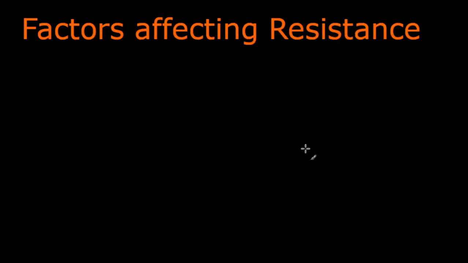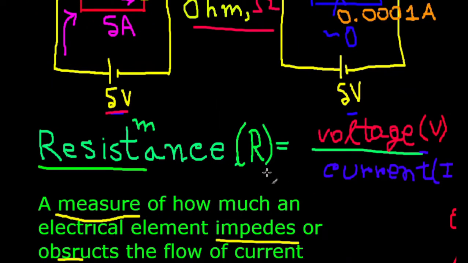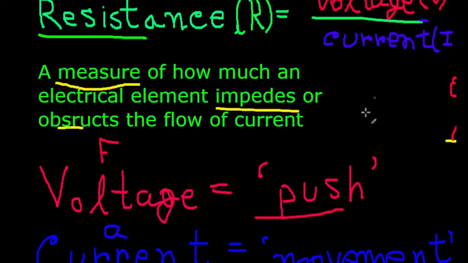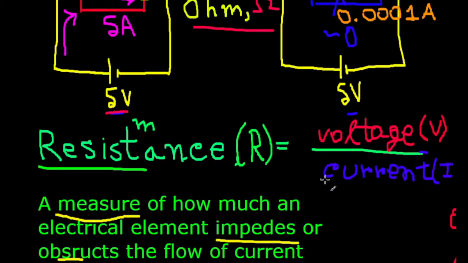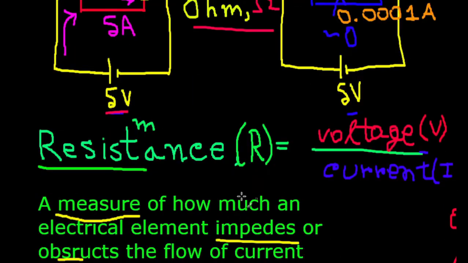Alright, hello everyone. So last time we saw what resistance is. Resistance was basically the push that we have on each unit of charge, which is formally our voltage, divided by, for that push, how much movement we are getting, how much the charge moves, which is the current. So resistance was our voltage divided by our current.